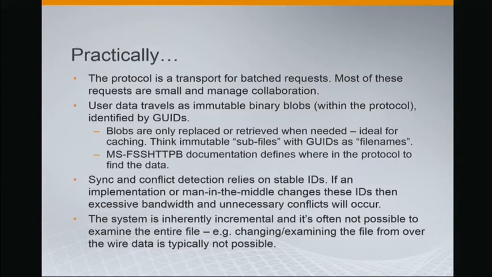Then the main complexity is within the requests for managing file sync. At the end of the day, file sync comes down to these data elements and these index nodes. The index nodes are relatively constrained within the system. Data elements are where all the user data lives and moves around. They're immutable. They have stable, globally unique IDs. So at a very high level you can think of a file as comprised of a bunch of subfiles that have GUIDs, and you can address that file at that level.